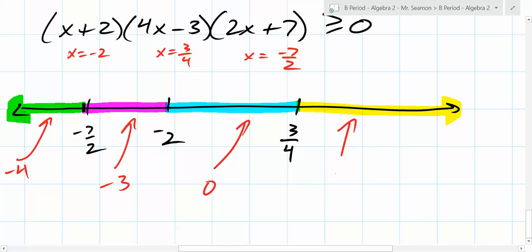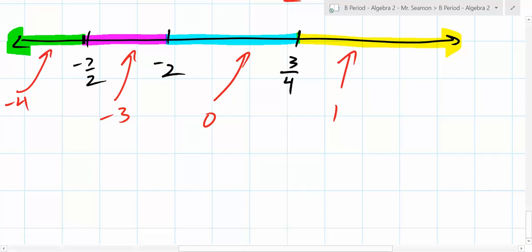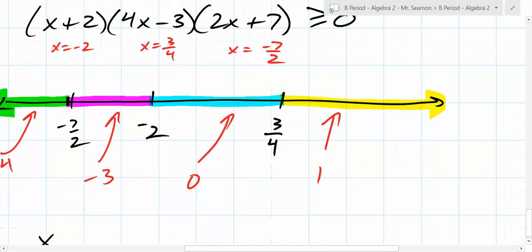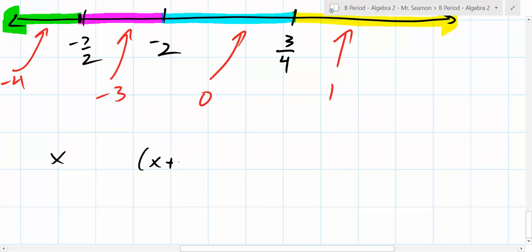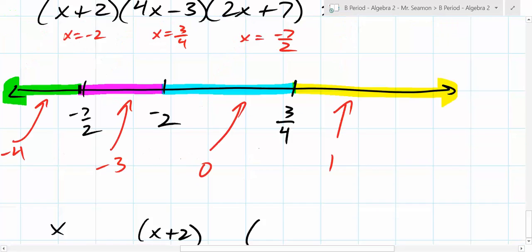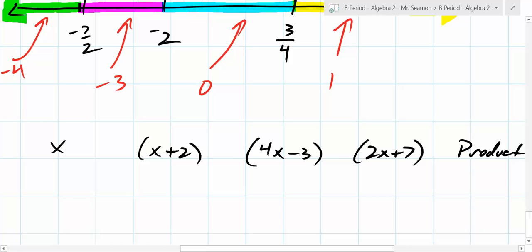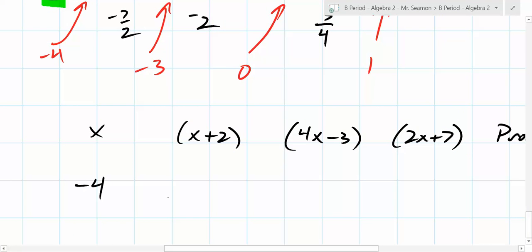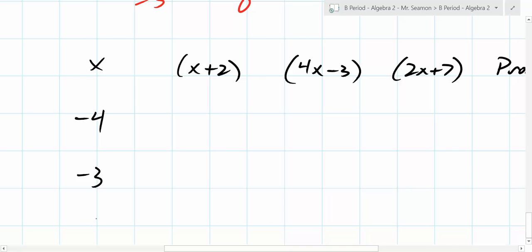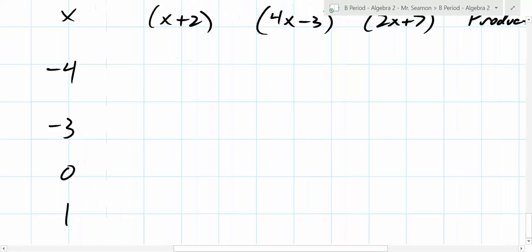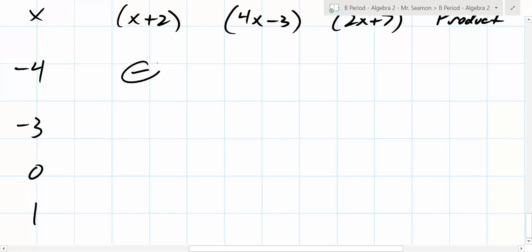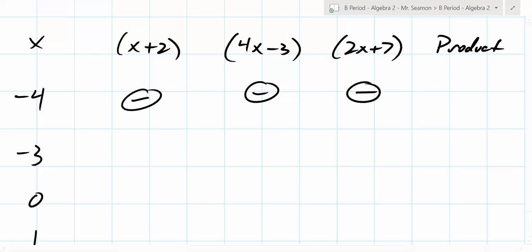And how about 1? So again, remember that thing I showed you? You have x, and what are the 3 things? X plus 2. What was it? 4x minus 3? Yes, and 2x plus 7, and then the product, right? So the first one was what? So the values are -4, -3, 0, and what? 1. So let's plug in -4. You get negative, definitely negative, negative, because it's -8 plus 7 is -1.